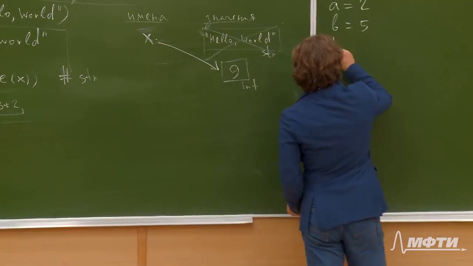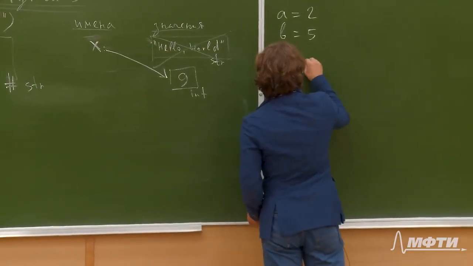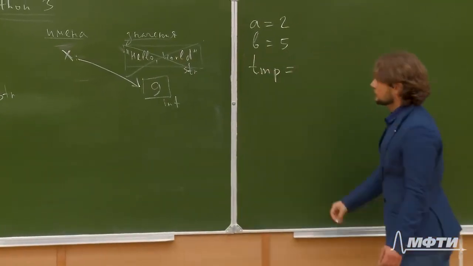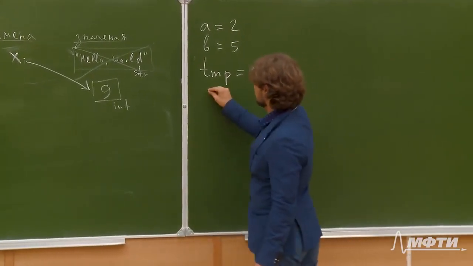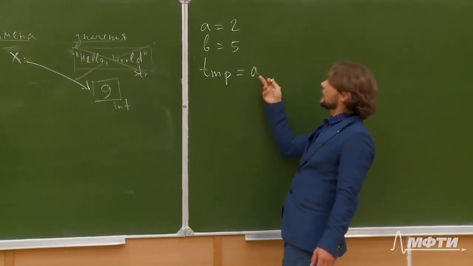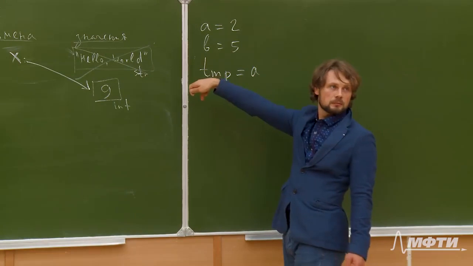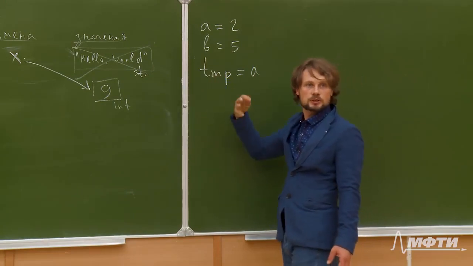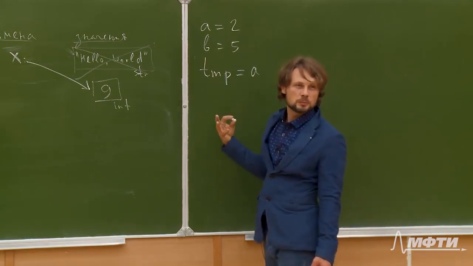I will call it not TS, but TMP, from the word temp, temporary. TMP is equal to O, that is, I poured O into temp. Now temp has the same value as O. In the case of Python, it refers to the same object.